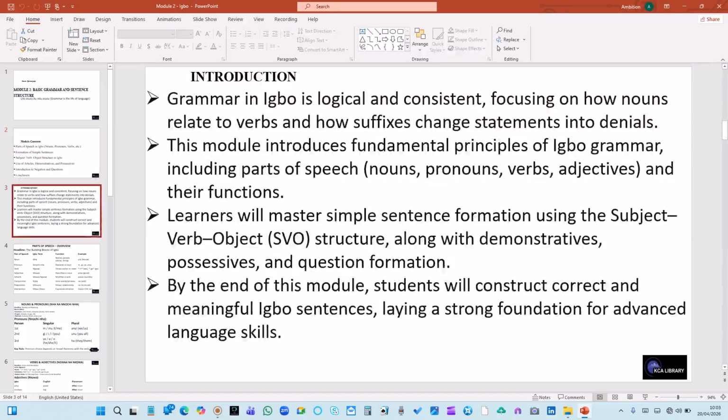Grammar in Igbo is logical and consistent, focusing on how nouns relate to verbs and how suffixes change statements into denial. This module introduces fundamental principles of Igbo grammar, including parts of speech like noun, pronoun, verb, and adjective, as well as their function. Learners will master simple sentence formation using subject verb object structure along with demonstrative, possessive, and question formation. By the end of this module, students will construct correct and meaningful Igbo sentences, laying a strong foundation for advanced language skills.